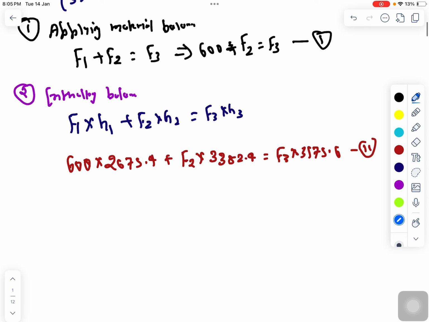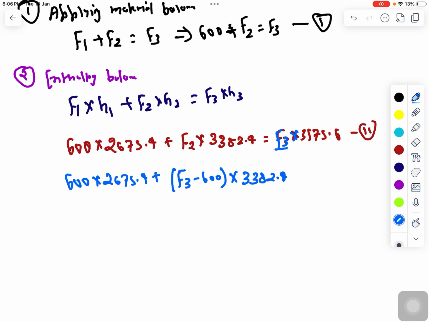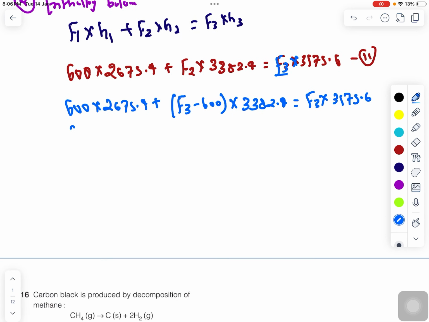Now you can see you have two unknowns and two equations, so you can very easily solve this. Let's say here 600 multiplied with 2675.4, but you are supposed to calculate the product stream, so I'll make this equation in terms of variable F3. What is F2? F2 will be equal to F3 minus 600, and again you can multiply this by 3382.4, that is equal to F3 multiplied with 3175.6. So now this is a very simple equation, and you can solve these things very easily.